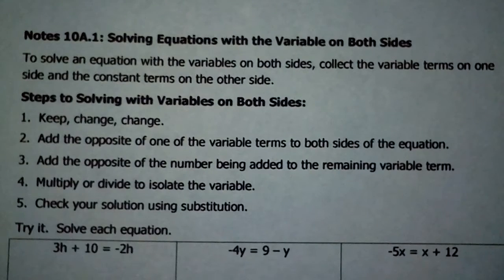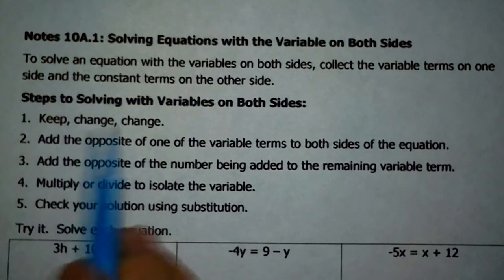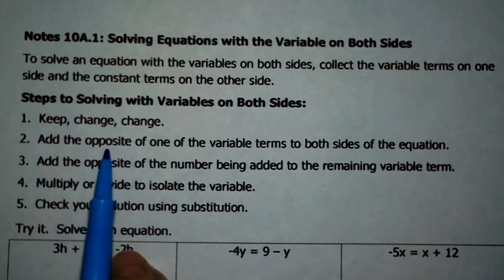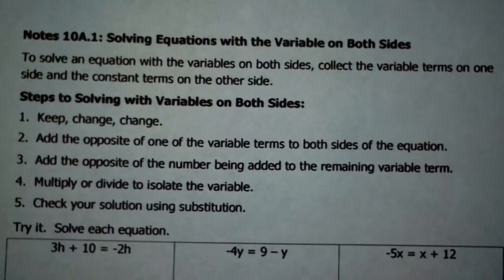We did a little discovery in class as to why it's going to work. So let's go through some of these examples together. In step 1, we're always going to keep change. Then we're going to add the opposite of one of the variable terms to both sides of the equation, because adding the opposite of something is what allows you to cancel it out. And you can't solve when you have the same variable term twice. You have to have just one of it, so we need to simplify it, and that's how you do it.